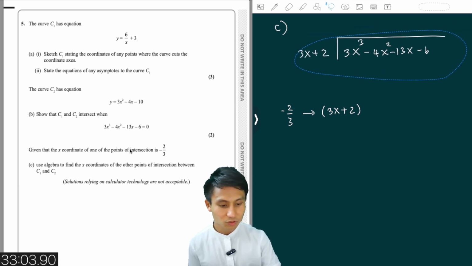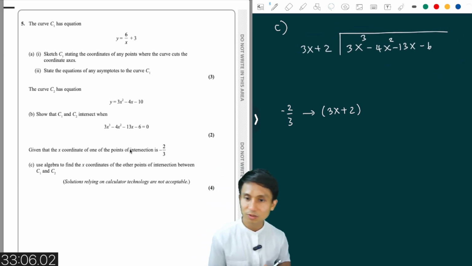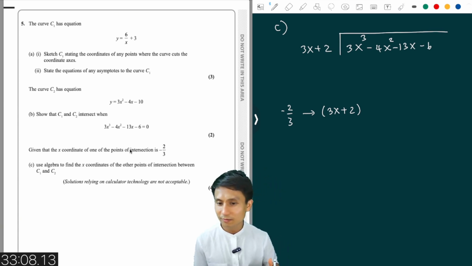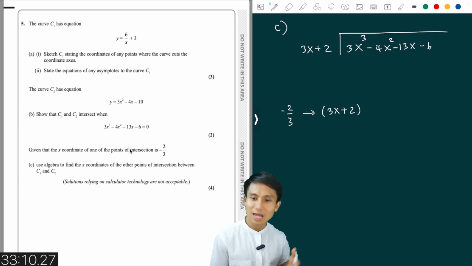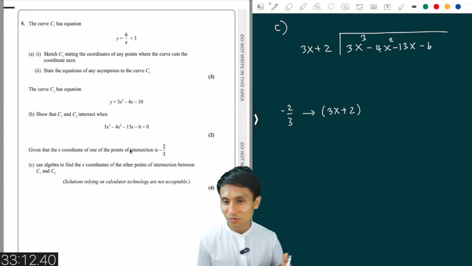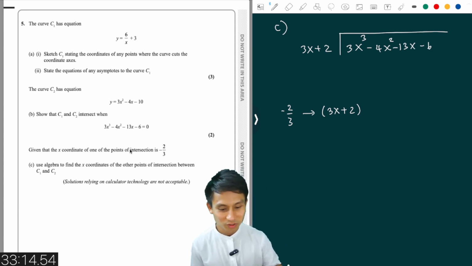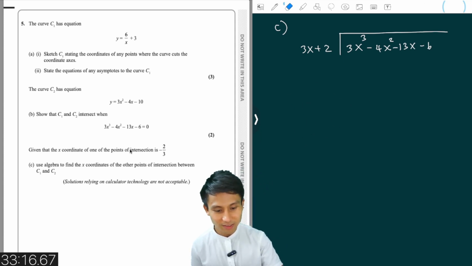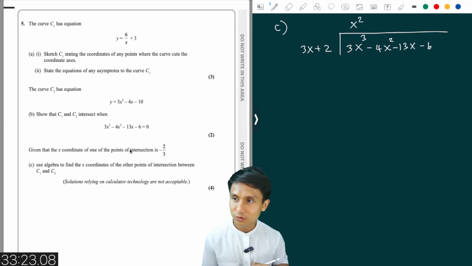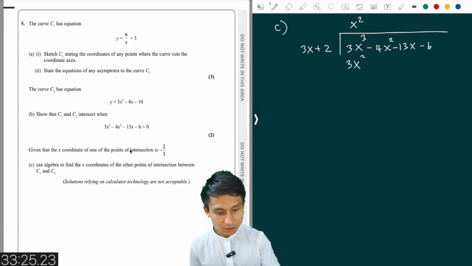You can also do calculator work, but you have to show the working anyway, because they say solutions relying on calculator technology are not acceptable. So we need to show some work here. I'm going to be dividing that. Dividing the first term by the first term, we have x squared. Multiplying back, we get 3x cubed plus 2x squared.